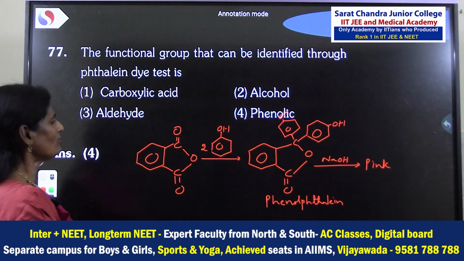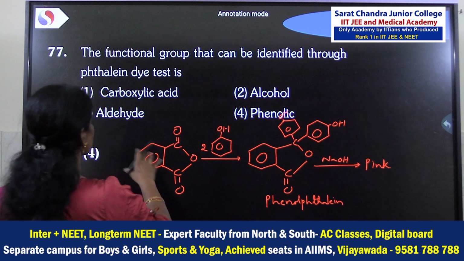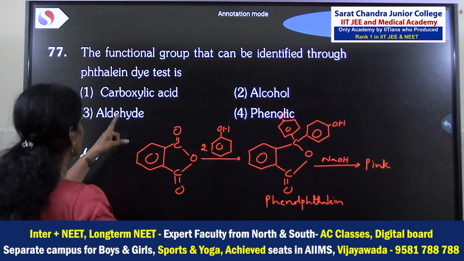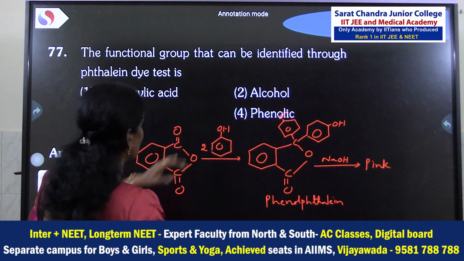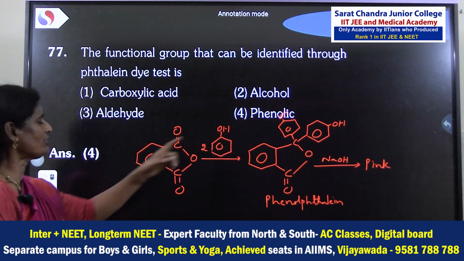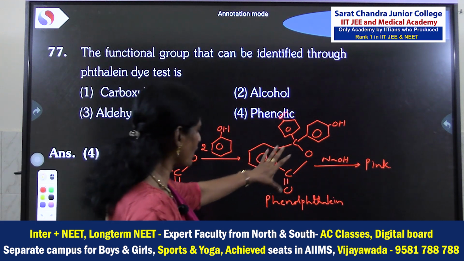So in that way, we can identify phenolphthalein. It is known as the phthalein dye test. Phthalic anhydride is treated with phenol, so we get phenolphthalein in the compound.